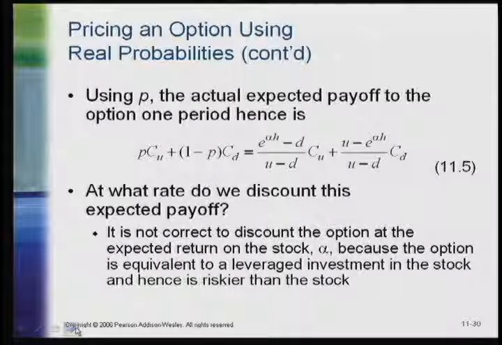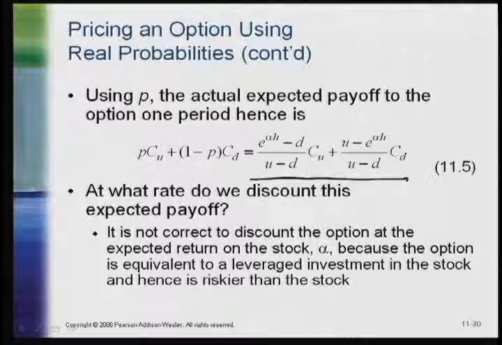So using P, the actual expected payoff on the option would be this. Right? We have a formula for P we derived a minute ago. And so you'll notice that this is not a risk-neutral present value. This is the real-world expected payoff of the option. So now the question is, this is the real-world expected payoff at time t plus h. How do we get that back to time t? What interest rate do we use to discount it?